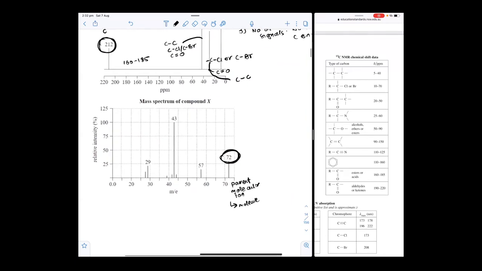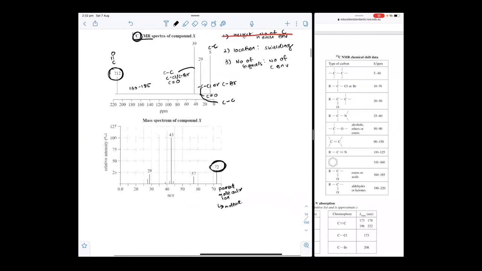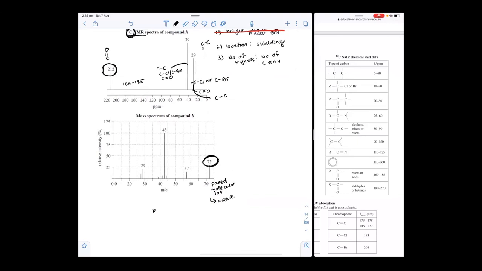Now, let's assume... This is where we have to use a bit of thought experiment. We all agreed it's either a ketone or it's an aldehyde. Do you all agree? And it could, or could not, have a halogen added to that. That's what we know.